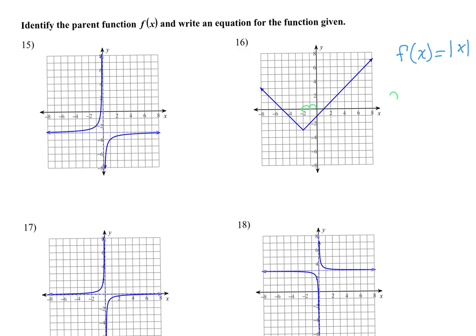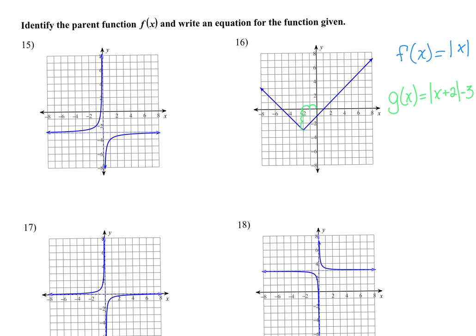So that means on the inside, I need to account for moving left 2 places. Remember, it's opposite. It also moved down 3 places. So on the outside, I'm going to have to account for down 3 places. All right, so all you're doing is parent function, and then how did this thing shift?